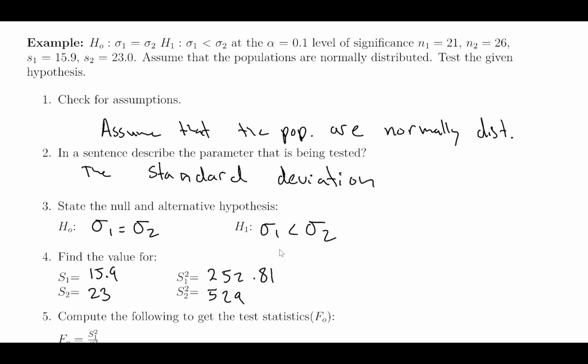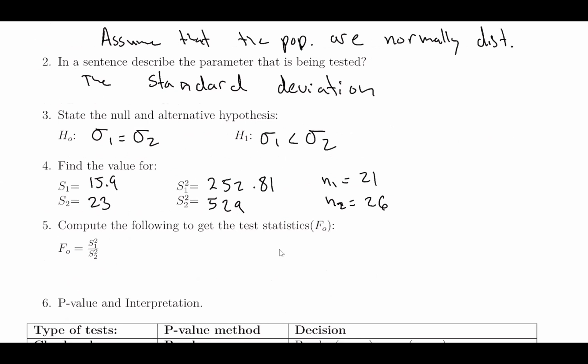All right, then I forgot to put n1 and n2. If you look at n1, they tell us the sample size is 21. For n2, the sample size is 26. So if I want to calculate the F value, it's pretty simple. I take S1 squared, which is 252.81, and divide this by S2 squared, which is 529. So if I go ahead and do this, 252.81.